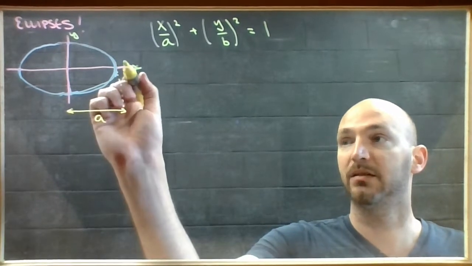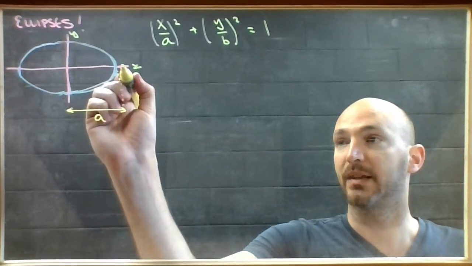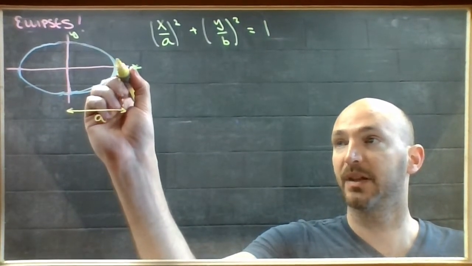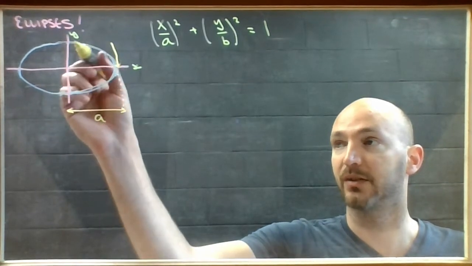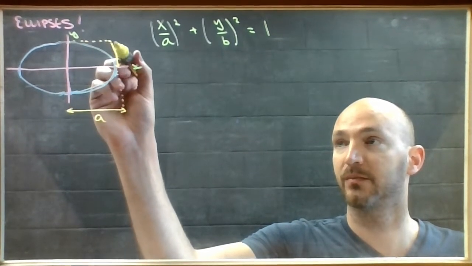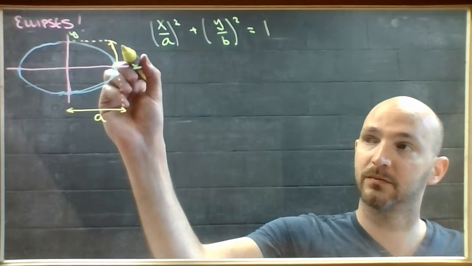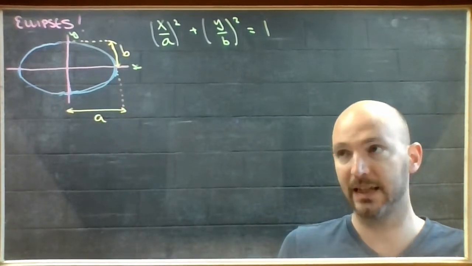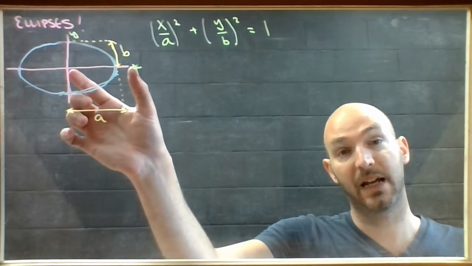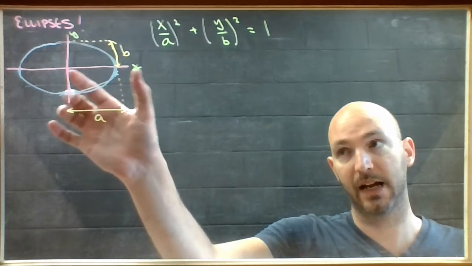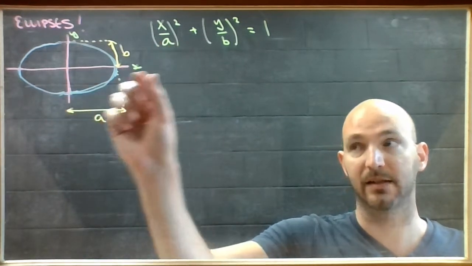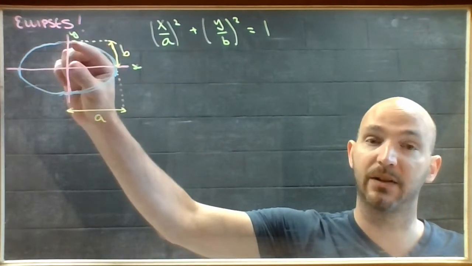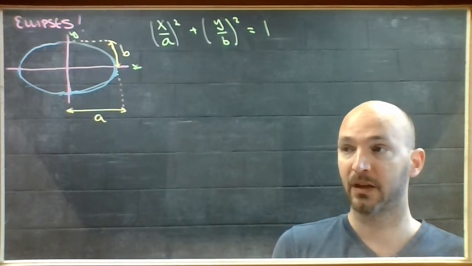B is the width of the ellipse from the center to this point. And so you can see that the half length of this thing in the x direction goes with the x, and the half length in the y direction goes with the y.